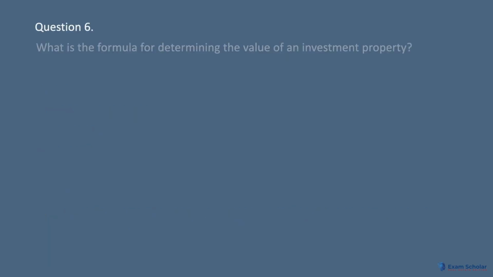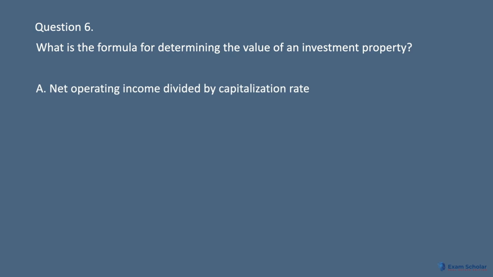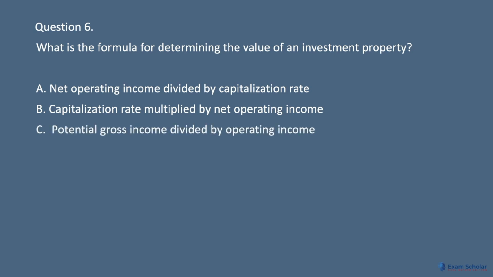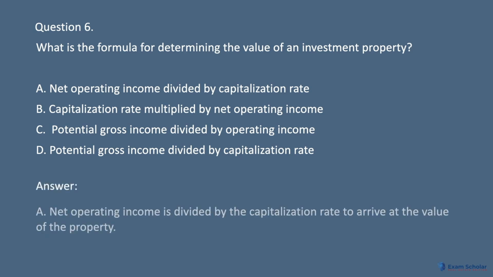Question 6. What is the formula for determining the value of an investment property? A. Net operating income divided by capitalization rate. B. Capitalization rate multiplied by net operating income. C. Potential gross income divided by operating income. D. Potential gross income divided by capitalization rate. Answer A. Net operating income is divided by the capitalization rate to arrive at the value of the property.